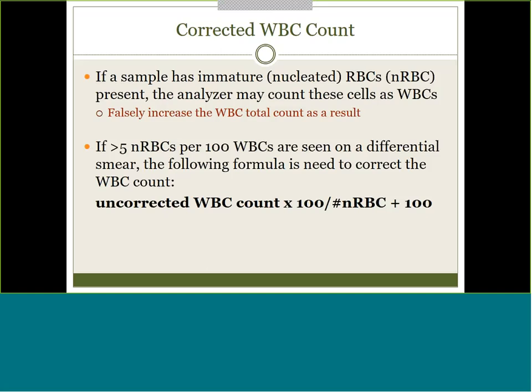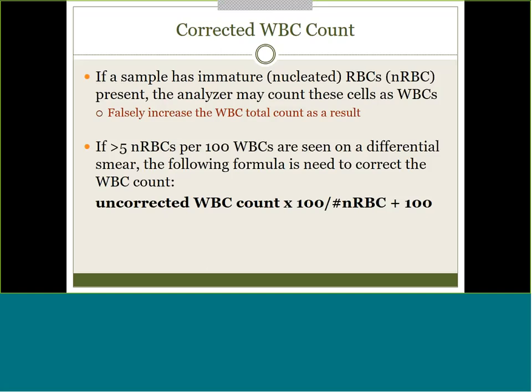So when we look at it under the microscope, if you're seeing a bunch of nucleated red blood cells, right away you're going to have to fix that white count, because all of a sudden you know that the analyzer counted them wrong. So most labs will have a standard rule. They'll say anytime you see 5 nucleated red cells or more, we have to correct the white count.